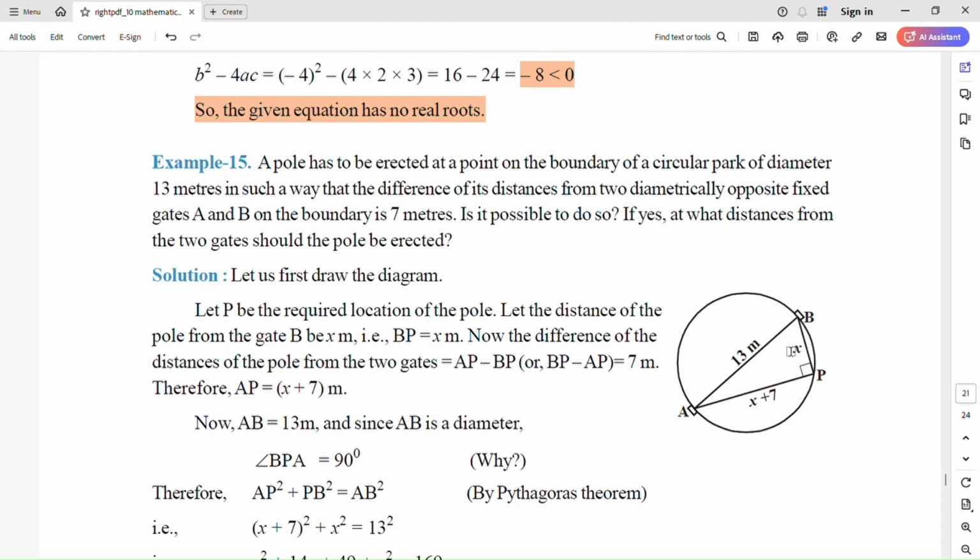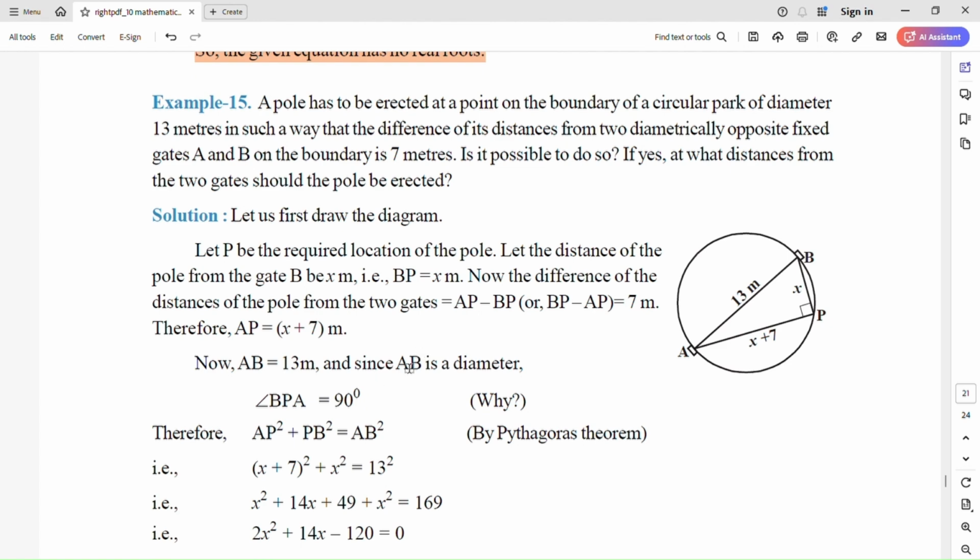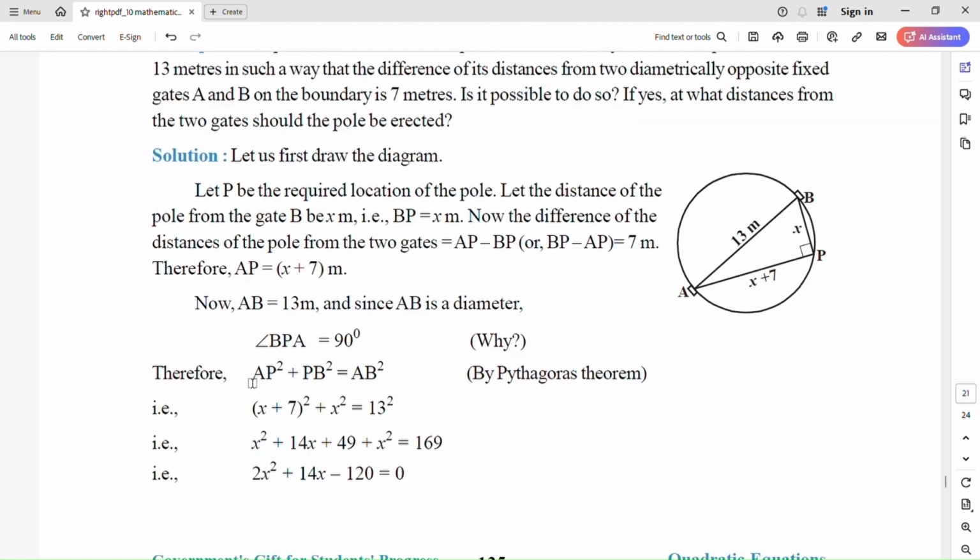Now we know that a diameter subtends a right angle on the perimeter of the circle. So this is 90 degrees, and ABP will be a right angle triangle. So you apply the Pythagoras theorem. What we will get is x plus 7 square plus x square equal to 13 square.